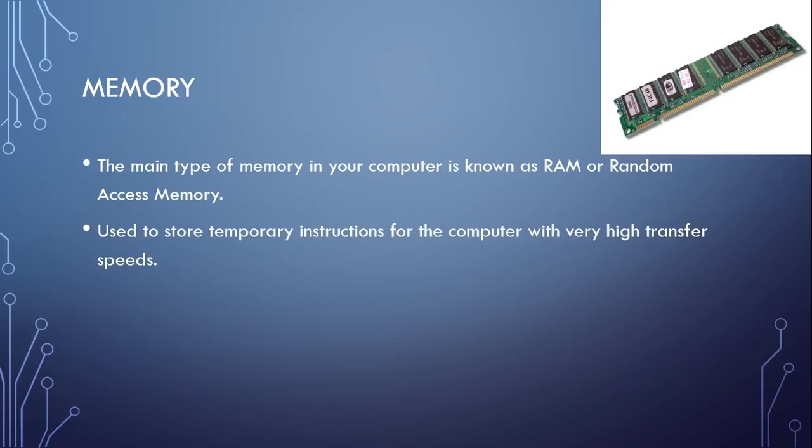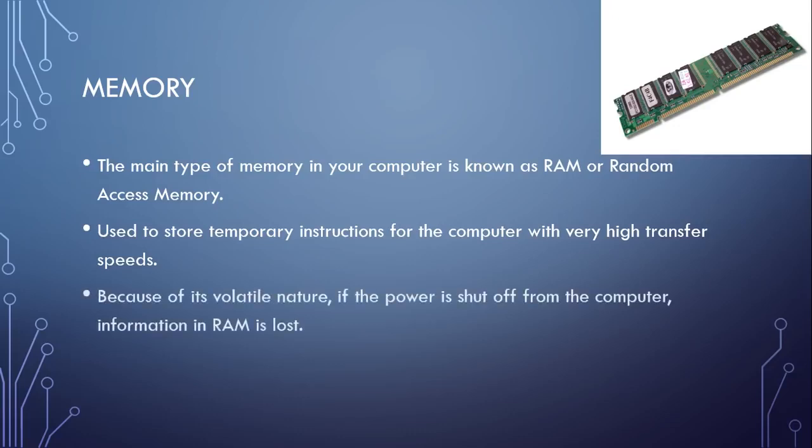Now, with memory, it's typically used to store temporary instructions for the computer with very high transfer speeds. Compare RAM and how fast you can transfer information to that of your hard drive. Your hard drive is like a snail compared to that of a memory stick. Memory sticks are extremely fast. Hard drive, not so fast.